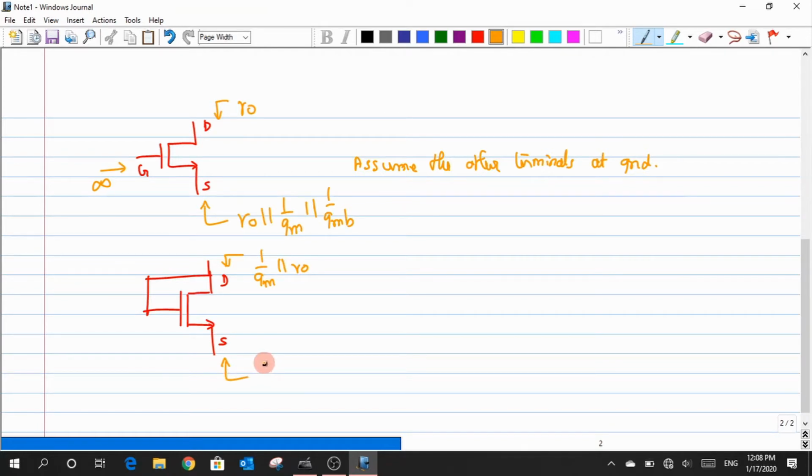What about this one, will it be the same? I'll begin with 1 by Gm parallel R0. There is a body effect because the source will not be at ground. Whenever we look at the source terminal, we apply some Vx, due to which the source will be at a completely different potential compared to the body. So we need to include this extra term with it.